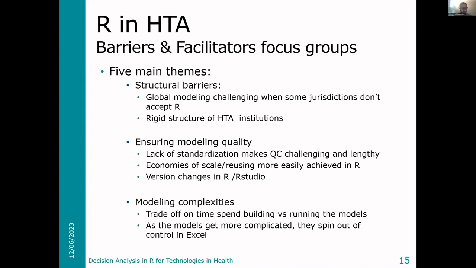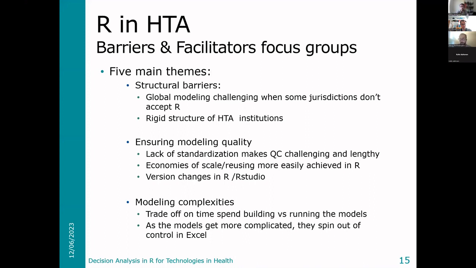Now, there's also rigid structures on HTA institutions, and sometimes, for example, the requirements even within R for some organizations might be different than others, and there's no such good standardization so far that will make these submissions, for example, more straightforward. These are highlights of some of the structural barriers that have been identified.